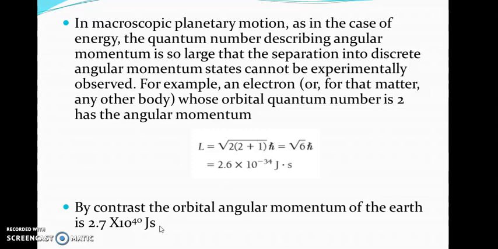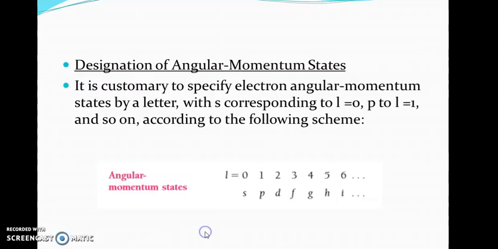So in the microscopic world, in the case of the electron, the orbital angular momentum is conserved and quantized like energy. But in the macroscopic world, we cannot see the quantization, but angular momentum and energy are conserved there.